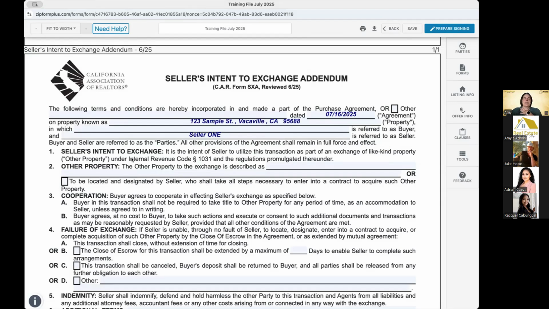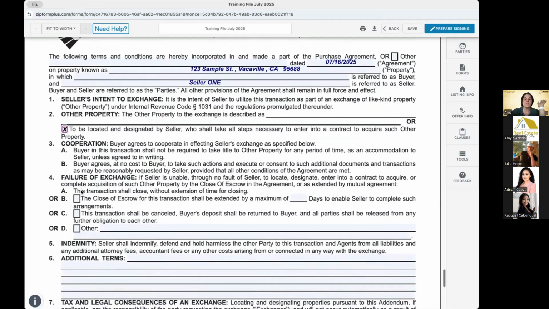Seller's intent to exchange. It is the intent to utilize this transaction as part of an exchange of like-kind property, which would be other property, under the Internal Revenue Code 1031, which is why it's called a 1031 exchange, and the regulations promulgated thereunder. The other property to exchange is described as blank. So if we've already identified the property, it goes there. Or it's to be located and designated by the seller, who shall take all steps necessary to enter into a contract to acquire such other property. Okay? So either we're identifying the property address, or we're saying that it's to be located and designated.